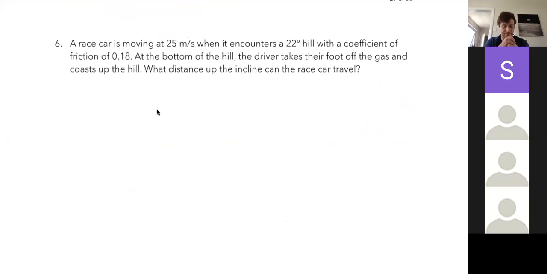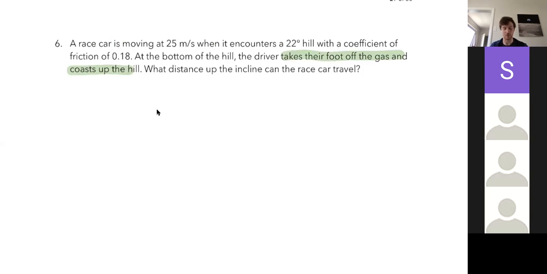Here we go. The last question. I love these types of questions, okay? A race car is moving at 25 meters per second when it encounters a 22-degree hill with a coefficient of friction of 0.18. At the bottom of the hill, the driver takes their foot off the gas and coasts up the hill. What distance up the incline can the race car travel?